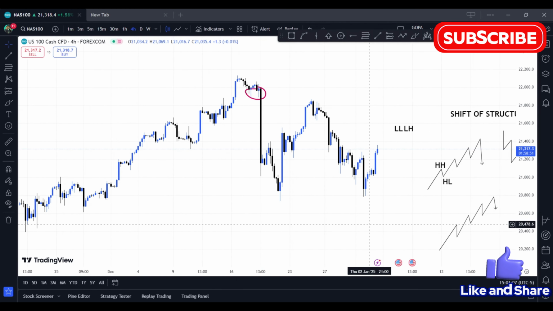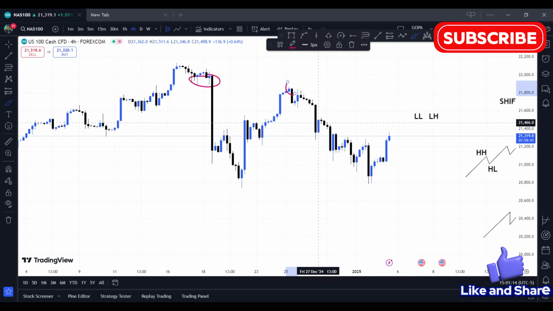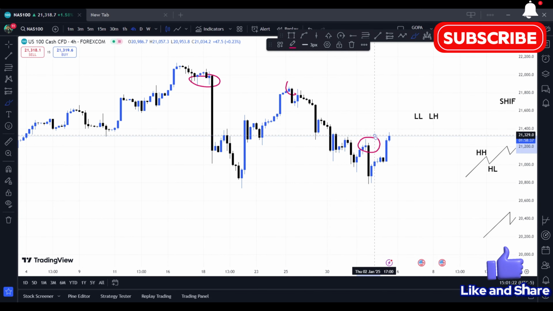Then here in this zone, the market was still moving in a series of lower high, lower low, lower high, lower low. This is our previous lower high. As you can see, the market broke our previous lower high. This is a confirmation that there is a shift of structure. So this market is now moving in a series of higher high and higher low. So this is simply shift of structure.